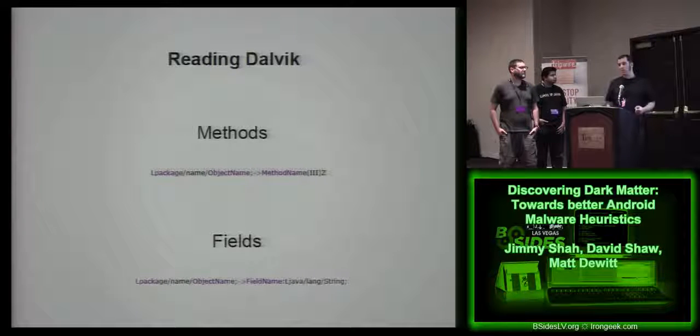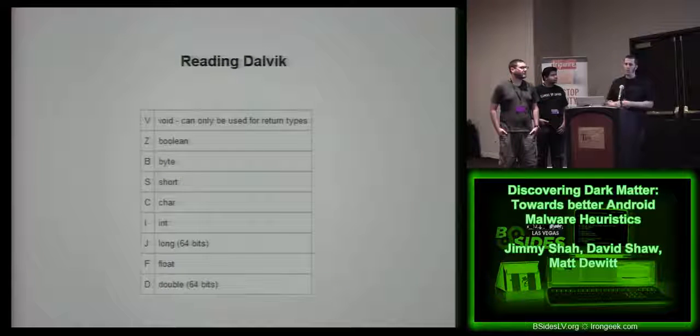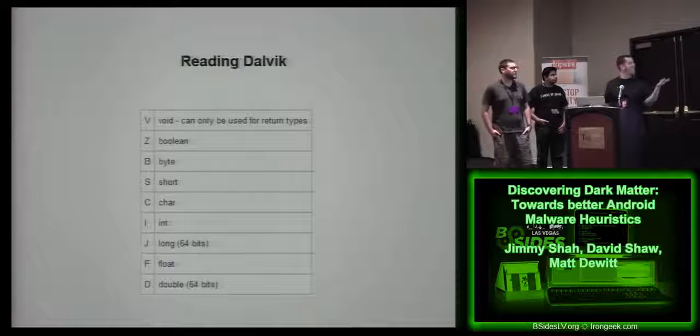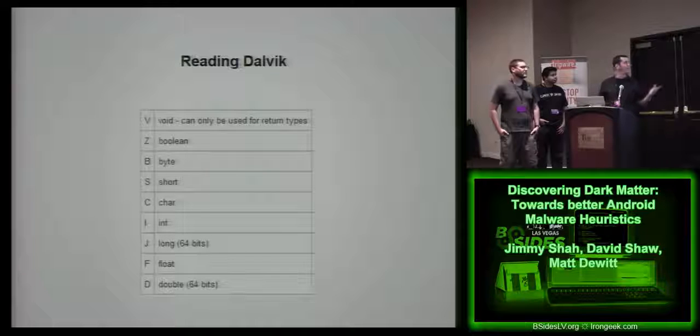Our value here is Z, which is Boolean. I'm going to talk about that next. And then we have some fields, which are basically the same thing, but it's more pointing to the Java fields. So, reading Dalvik, these are all the different types. We have voids, booleans, chars, integers, floats, and so on and so forth. I think you get the picture.